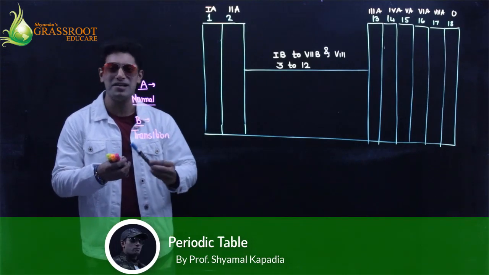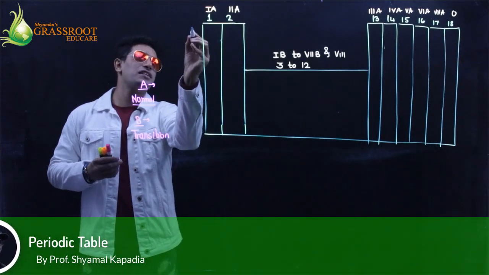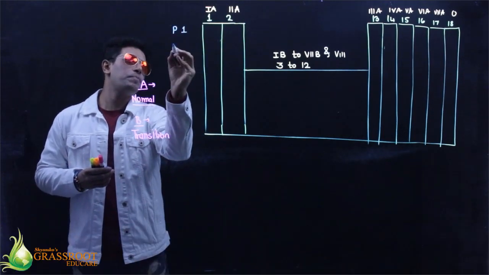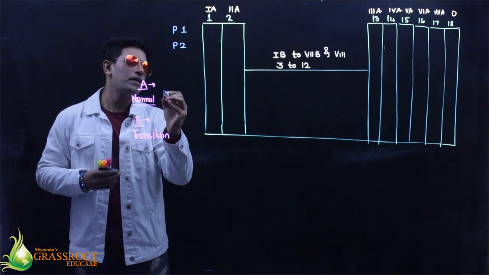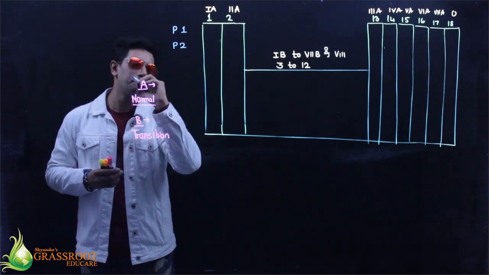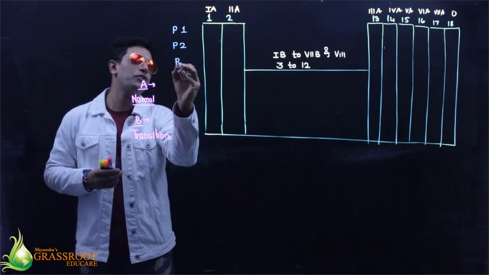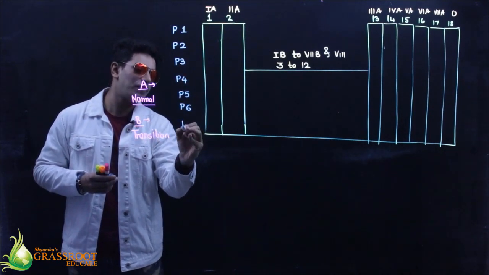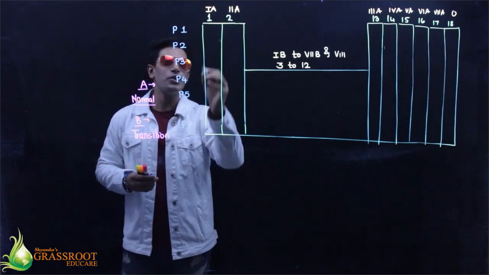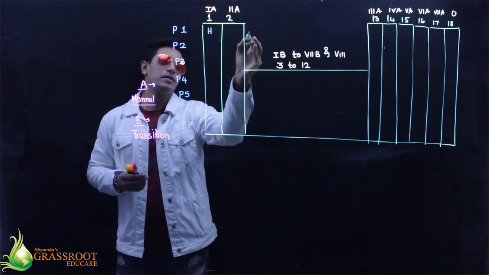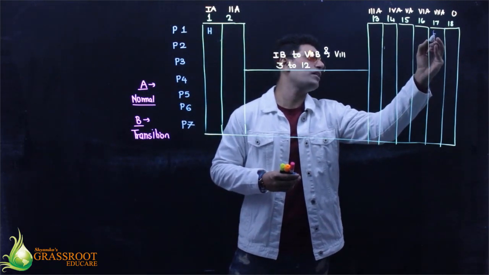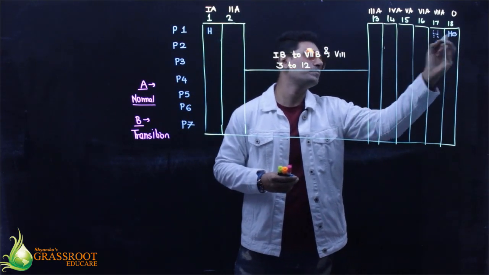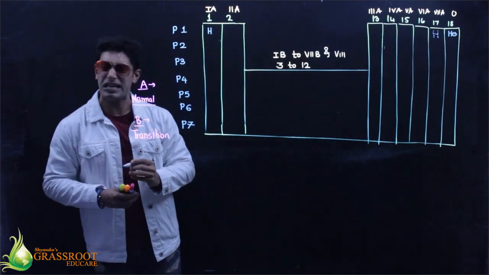If I fill the table, guys, let's say this is your period 1, period 2, then period 3, then period 4, period 5, period 6 and finally period 7. In period 1, you have hydrogen. Hydrogen can also be a part of halogens, 9th standard hydrogen chapter. And we have helium, inert, duplet, stable.